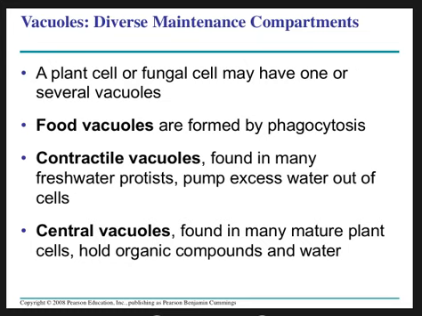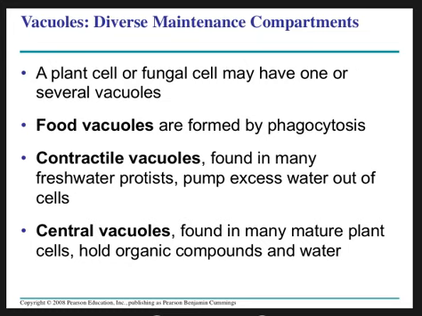Vacuoles can be very, very diverse, and we need to differentiate between vacuoles and vesicles. Remember what we spoke about vesicles doing a few slides back. Vacuoles are different. They're more for storage. So plant cells, fungal cells can have one vacuole. They can have many, many, many vacuoles. Food vacuoles get formed through phagocytosis.